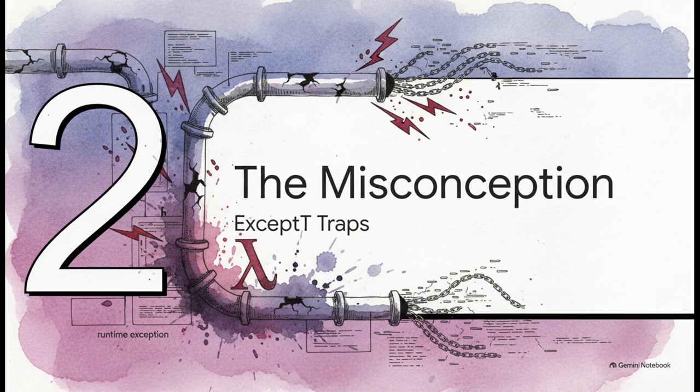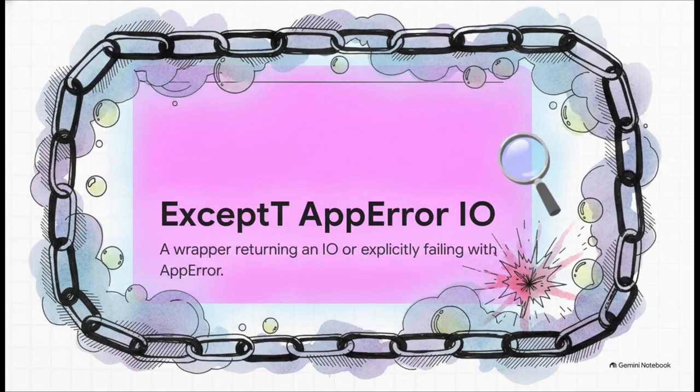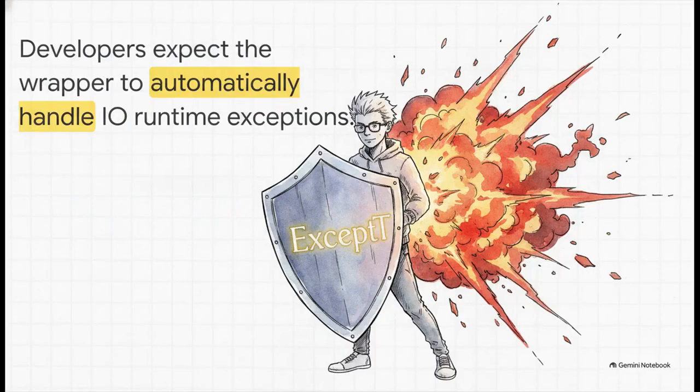Which brings us to Section 2, the ExceptT misconception. Now what's really interesting here is the explicit promise of typed errors. When you define your stack as ExceptT app error IO, you are effectively making a contract. You're saying, hey, I will either return a successful IO operation or I will explicitly fail with an app error. It makes it seem like this wrapper is going to safely encapsulate our I/O operations in this perfectly typed little bubble. And this is exactly where the trap springs.